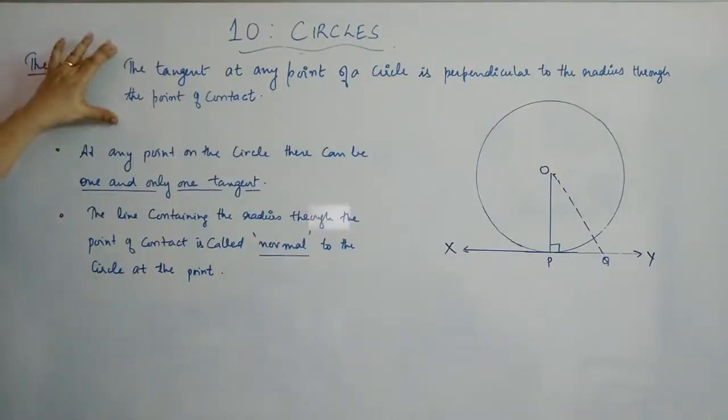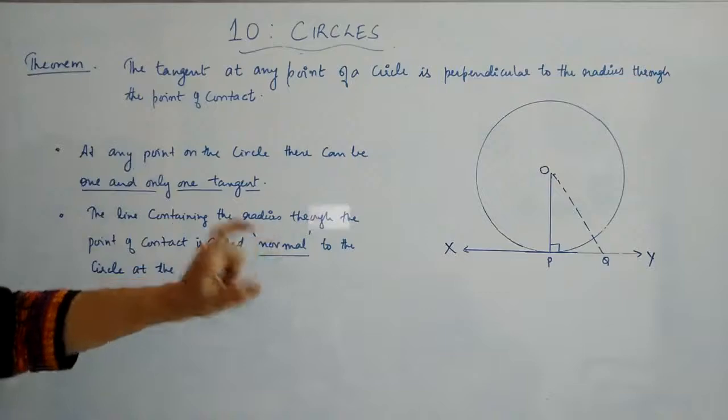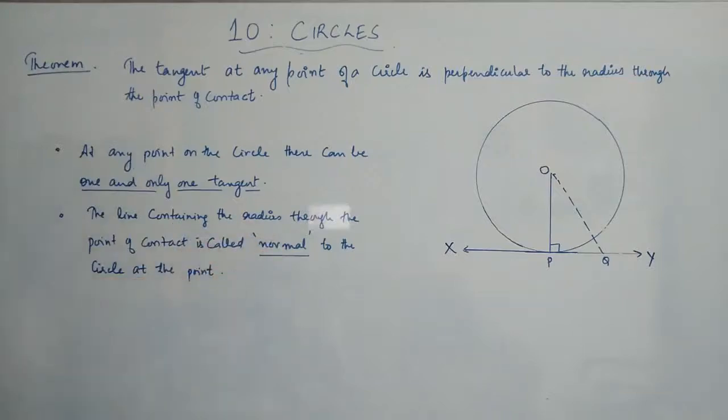Now, from this theorem, what we are getting is that at any point on the circle, there can be one and only one tangent. That means the point is fixed. From that point, you can only draw one tangent, you cannot draw more than one tangent from that point. So for a particular point, you have only one tangent.